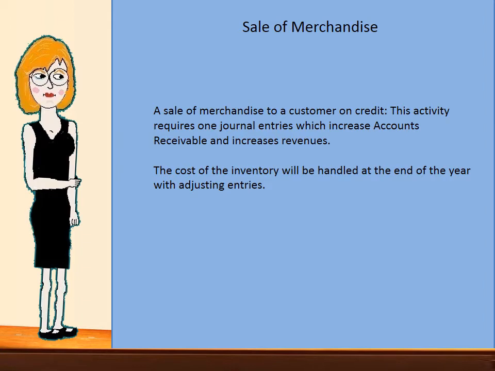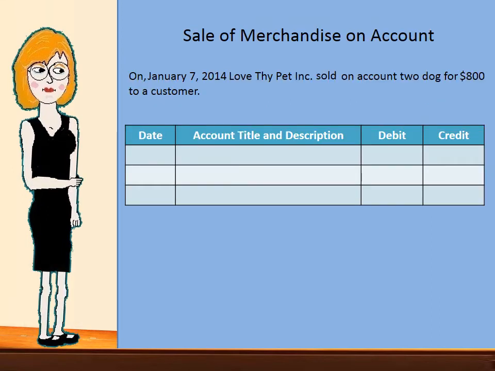Sale of merchandise. A sale of merchandise to a customer on credit. This activity requires one journal entry which increases accounts receivable and increases revenue. The cost of the inventory will be handled at the end of the year with adjusting entries. Let's look at an example.